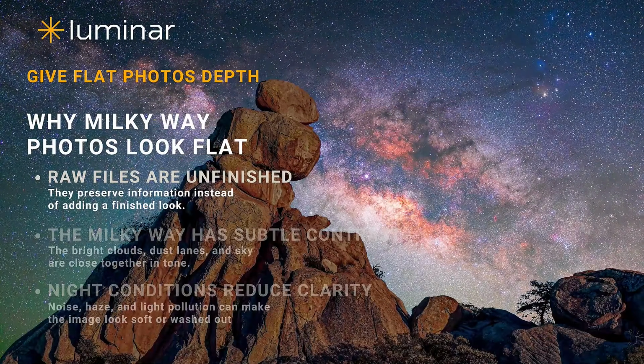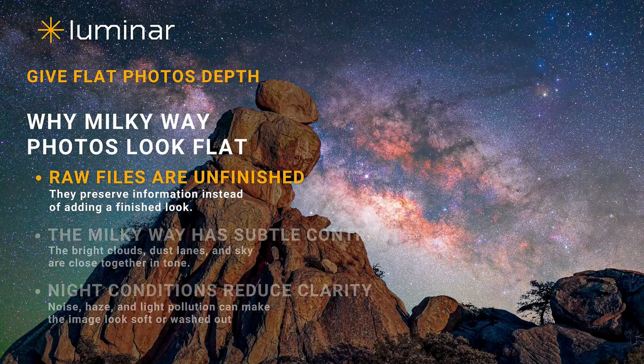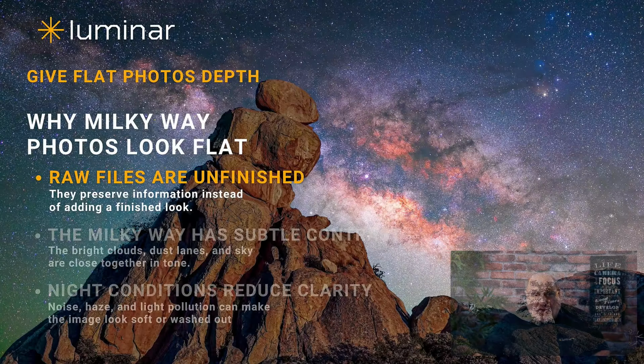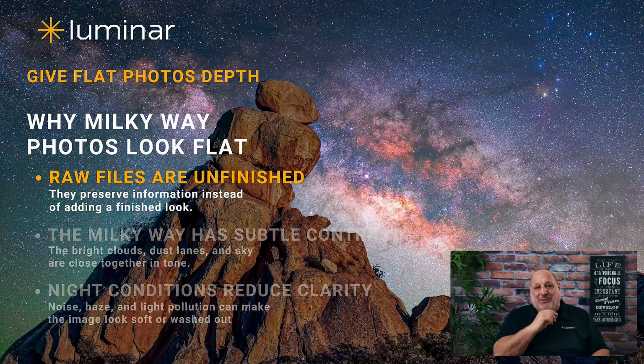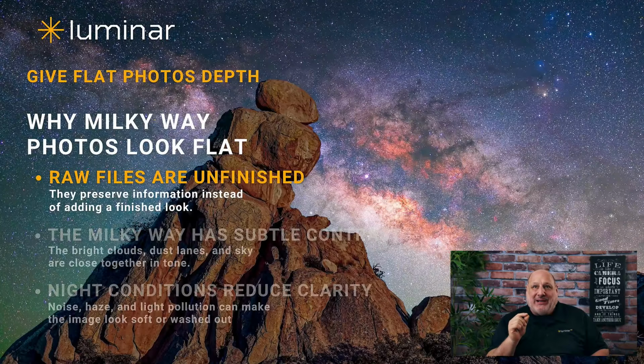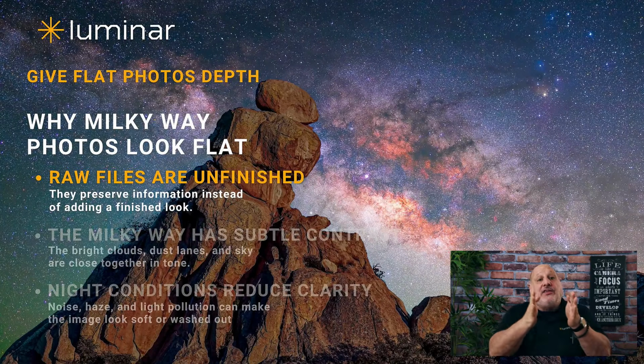So here's the thing. Why do Milky Way photos look flat? Well, first of all, if you're shooting raw, files are unfinished, okay? They preserve the information instead of adding that finished look. My buddy Dale made a good point once. He said, think of it like cooking, okay? It's the ingredients, but they're not cooked yet. You didn't cook the edits into the image.